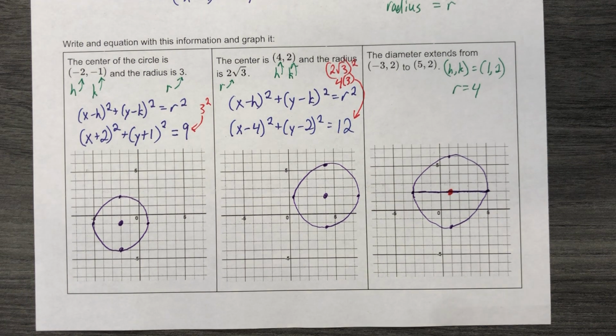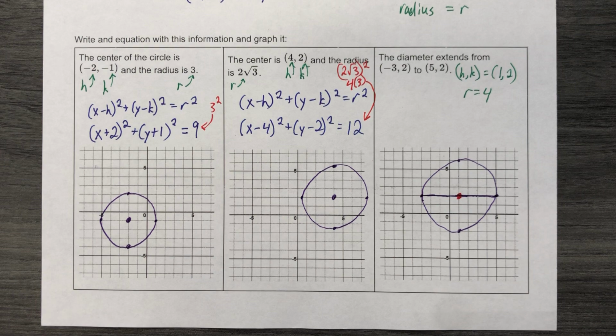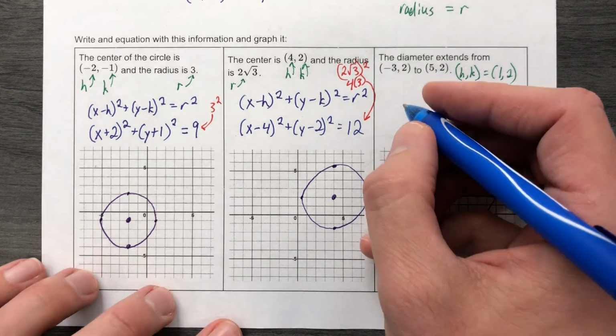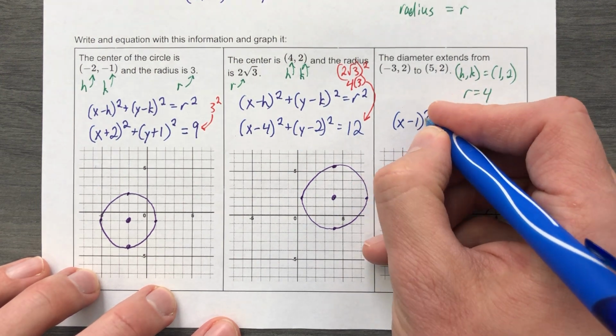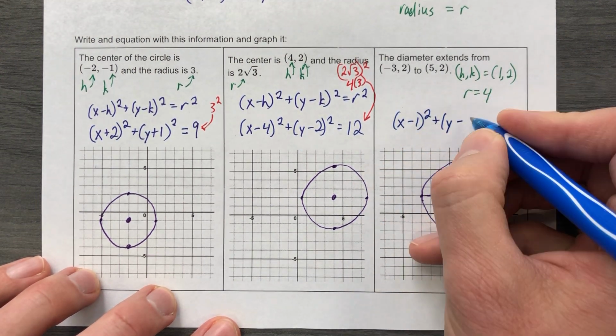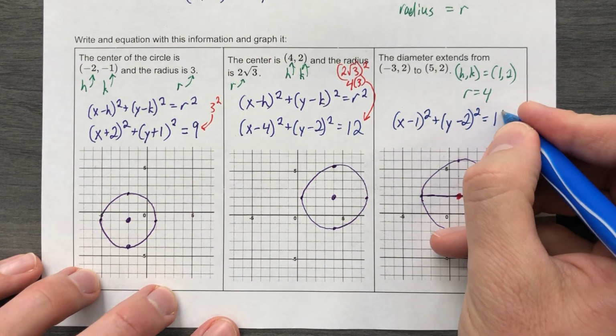That's it. So final answer, write the formula again or not. I'm not, actually. As much as I love doing it, I'm not going to this time. So it's (x - 1) squared plus (y - 2) squared equals 4. Ha, no, 4 squared. There we go.